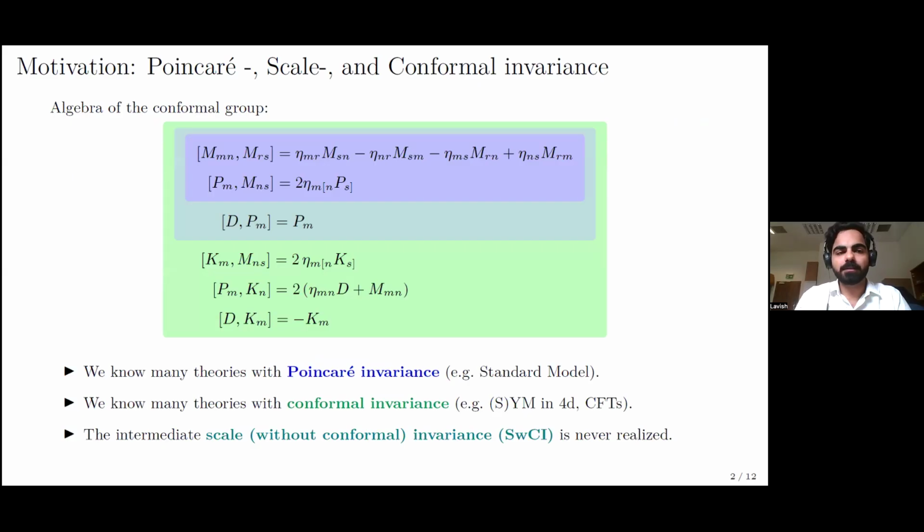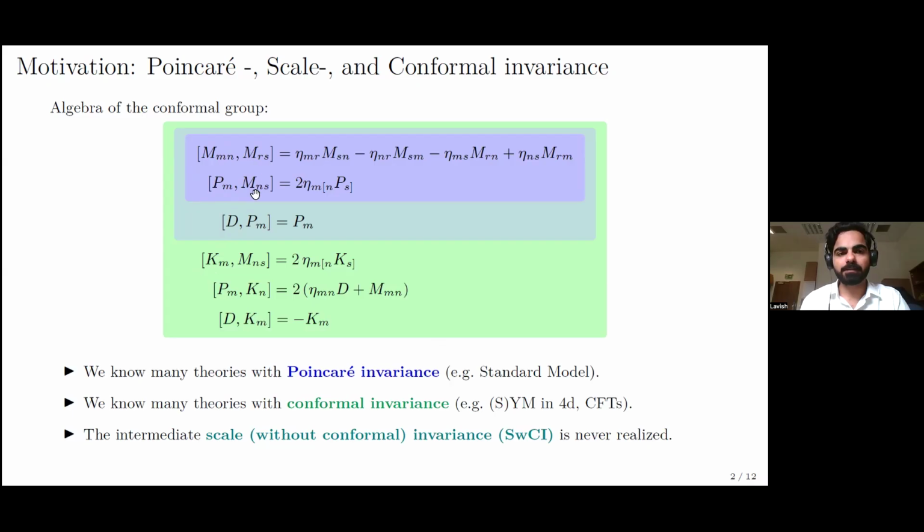The motivation to study this problem comes from the structure of conformal algebra. Here on the screen in the big green box, you can see the algebra of generators of conformal symmetry, where M is the Lorentz transformation symmetry generator, P is the translation symmetry generator, T is the scale invariant symmetry generator, and K is the special conformal transformation symmetry generator.